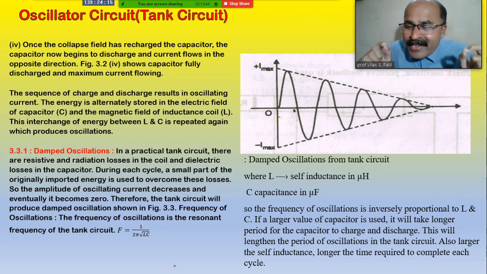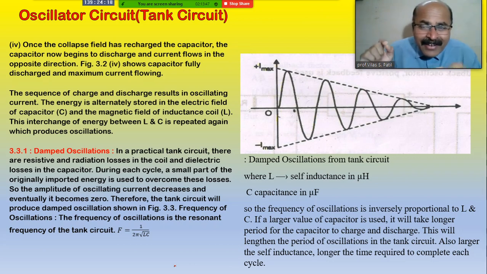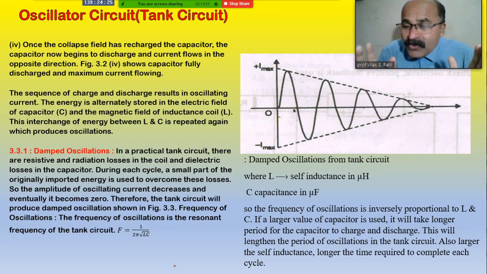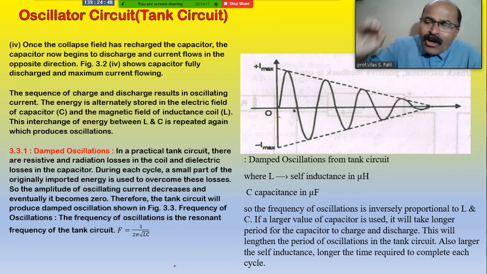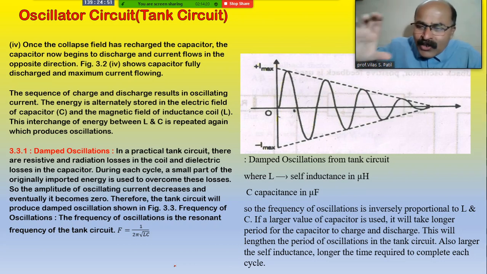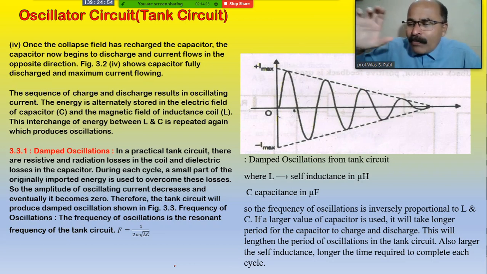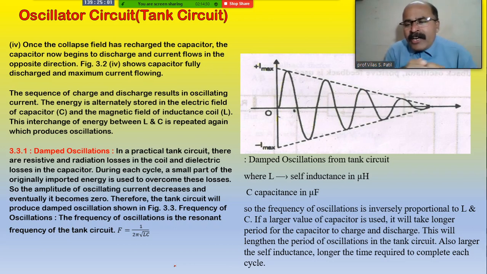And due to these two reasons, the ohmic resistance of the inductance and the leakage of the capacitor, some energy will be lost in every oscillation. And hence we see that the output across the tank circuit, shown in the last slide, if we take the output across A and B, is a damped oscillatory output. It means in each oscillation the amplitude will be decreasing, and after a number of oscillations it will be damped out, or become zero.